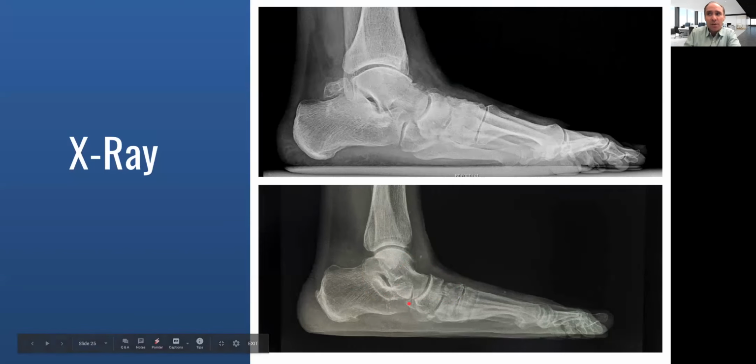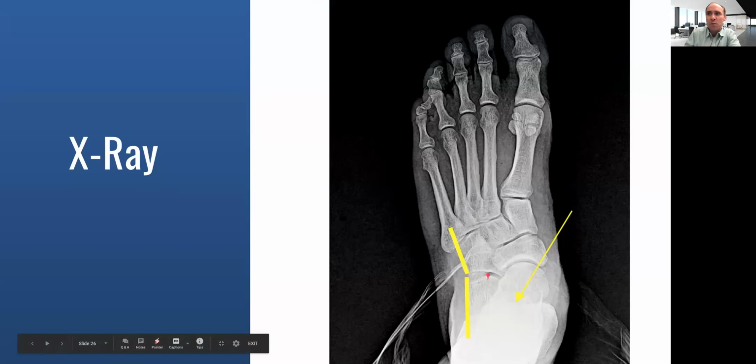And an x-ray is a good way to start, but sometimes, let's say that tendon hurts you on the inside of your ankle. We can't see a tendon on an x-ray. And a lot of times we'll get an ultrasound or an MRI. Let me just quickly show you.